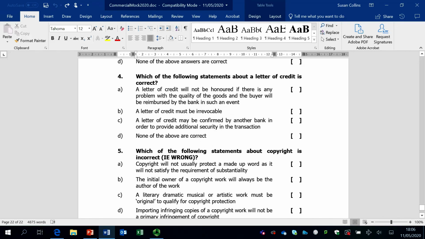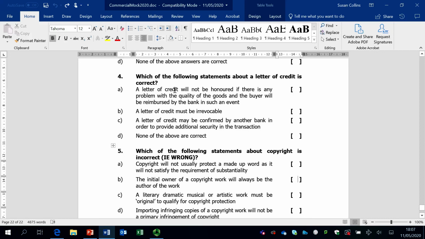Moving on to question 4, this is talking about letters of credit. It asks which of these is correct. This one, C, is correct. A letter of credit may be confirmed by another bank. That would make it a confirmed letter of credit, or confirmed documentary credit, as it's sometimes referred to. But it doesn't have to be. May is important here.